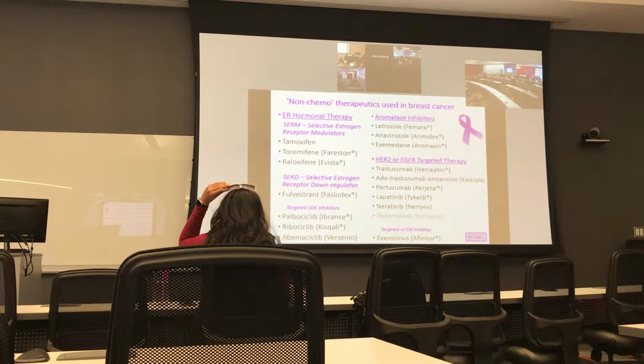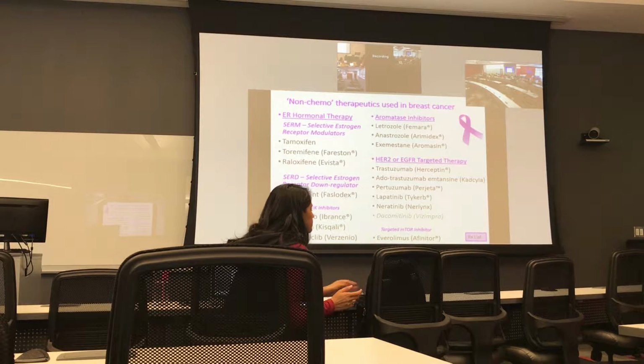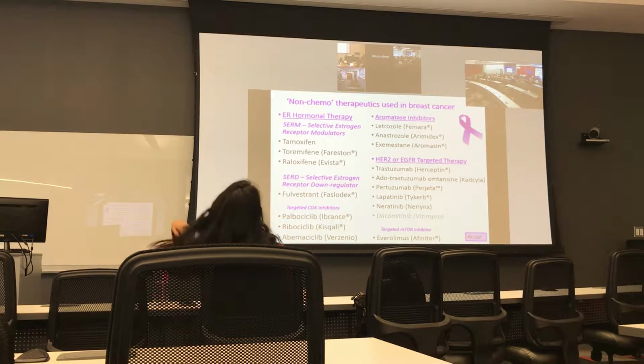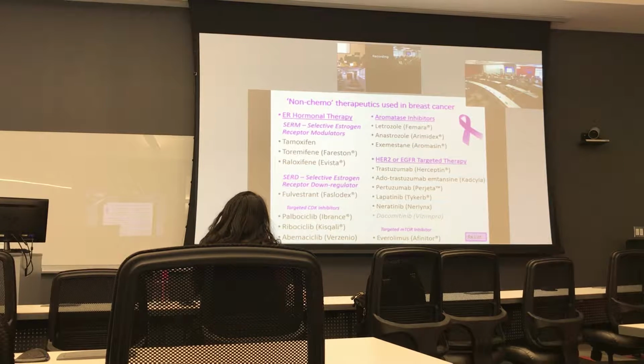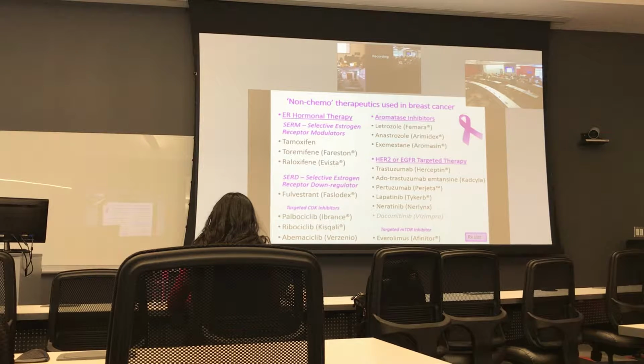Then we have aromatase inhibitors, and you guys should remember from first year that if a patient is ER positive, we have the ability to treat these patients with ER hormonal therapy, with a selective estrogen receptor down modulator, or with an aromatase inhibitor. So that should be common knowledge for you guys at this point. I think you've seen this in second year as well. Again, I'm just going over this as a reiterative slide because last year's class didn't seem to have any clue as to how you would treat a patient like that.